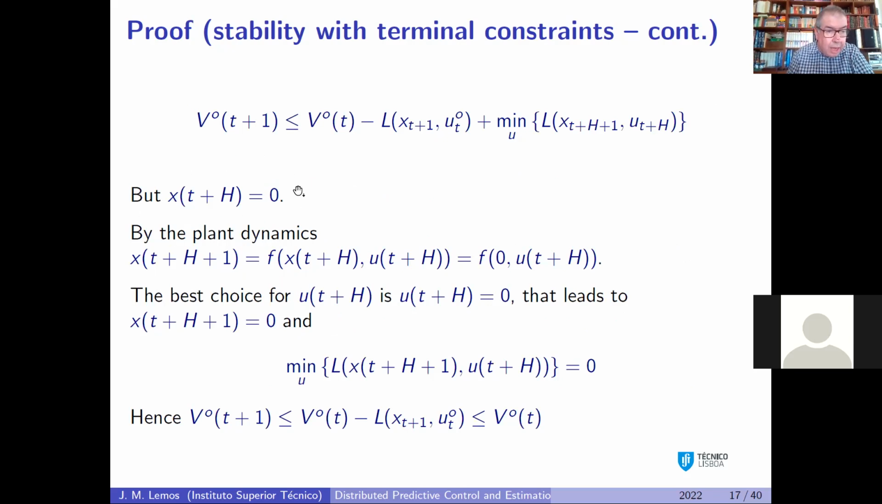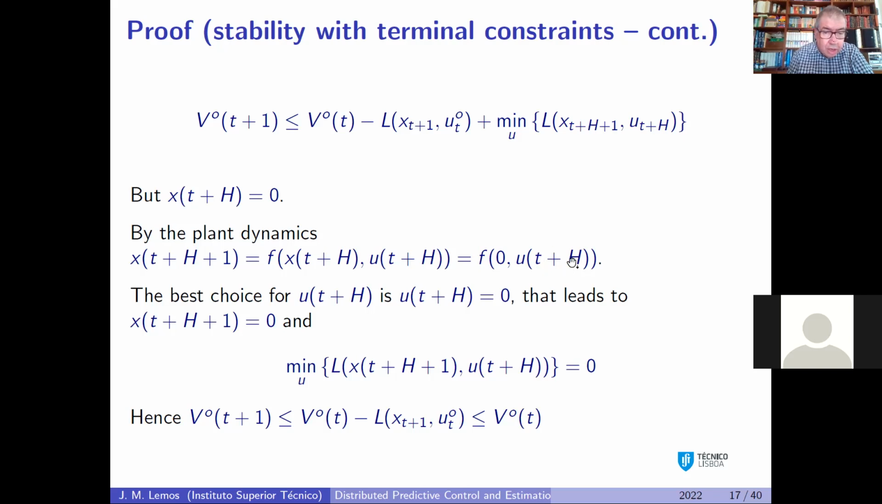But now I'm doing the optimization assuming that the last state will be 0. And if you look at the plant dynamics, and you compare the state at time t plus h with the state at time t plus h plus 1, what do you get? The state at time t plus h plus 1 is f of x of t plus h, u of t plus h. But x is 0. Okay? So the state at time t plus h plus 1 will be f of 0, u of t plus h.